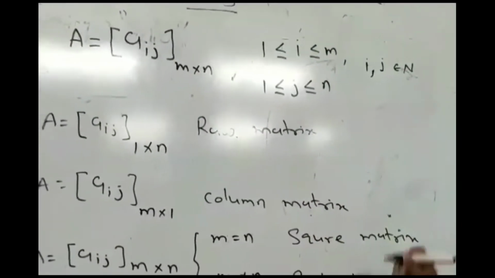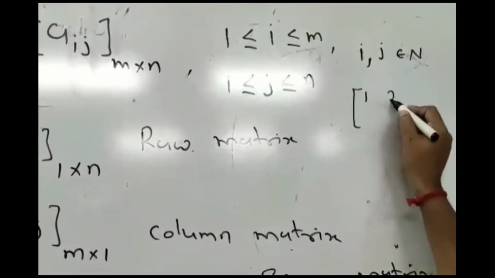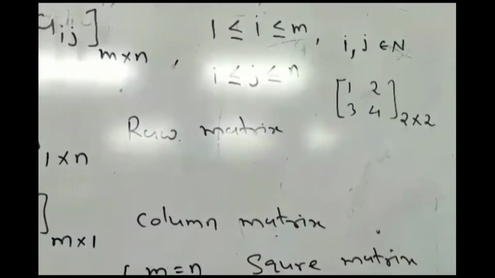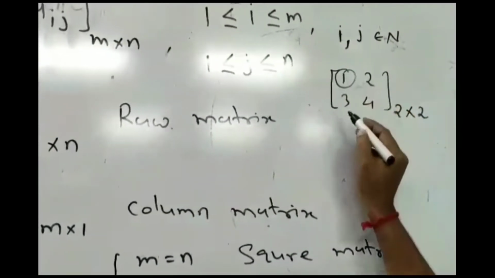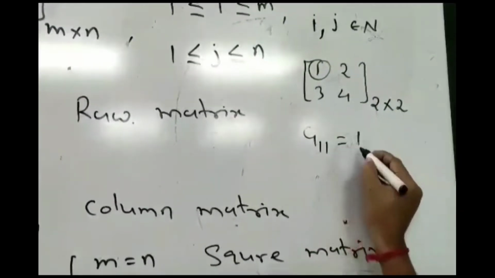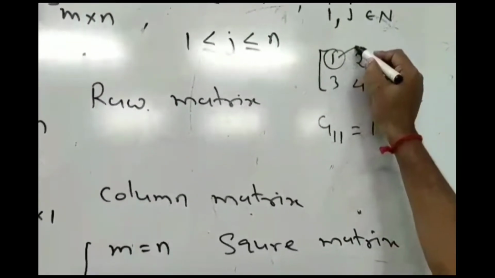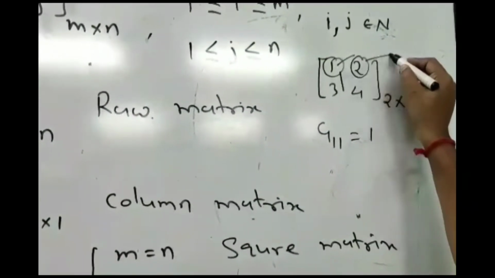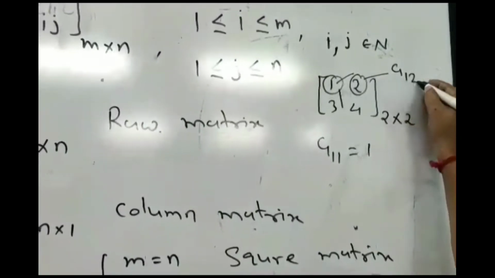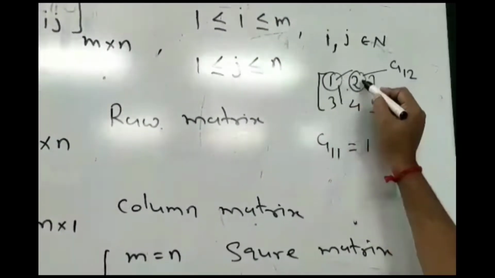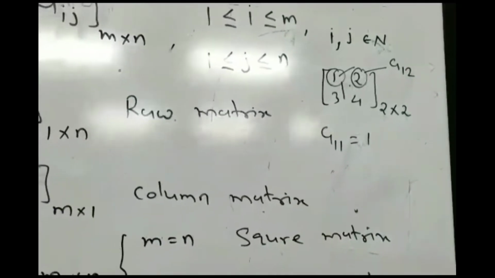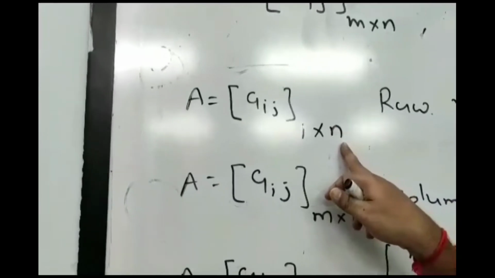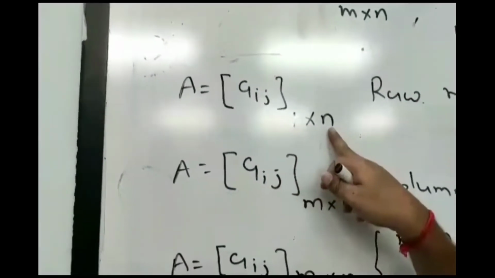and i and j belong to N. For example, if I write 1, 2, 3, 4, then this is called a 2 by 2 matrix, and this number 1 is nothing but A11 because it is lying in the first row and first column. Same way, if I want to write for 2, then I have to write A12 because first row and second column.